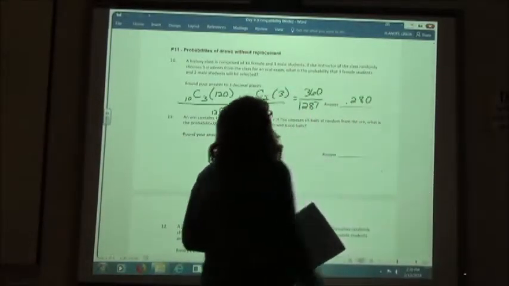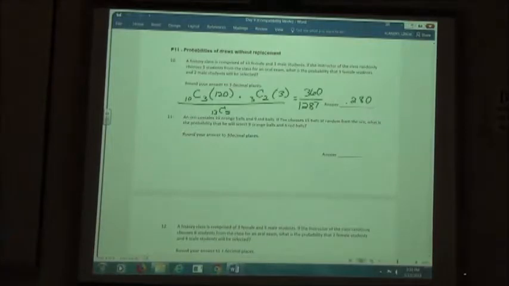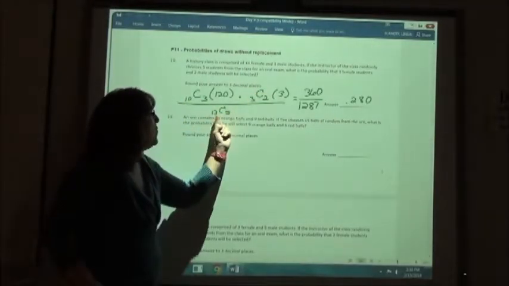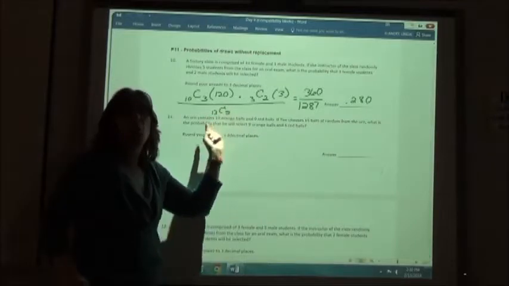2,280. Yep, and then we'll put the 0 there just to show that they went to 3 places. So we found the combination of the first event times the combination of the second event, and on the bottom we did the combination of the total that we had.